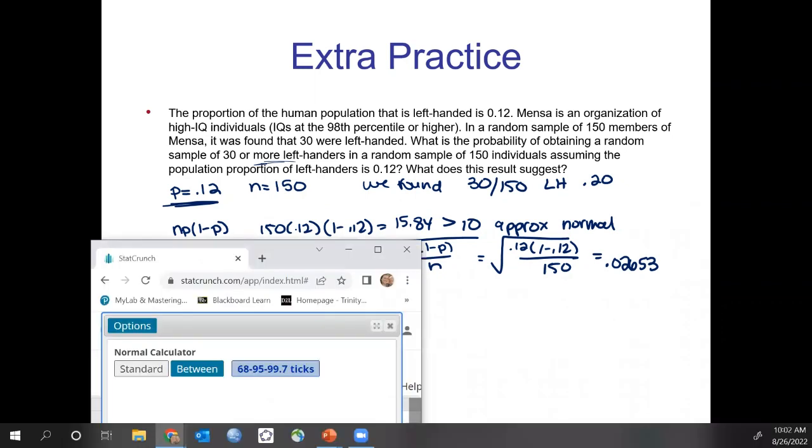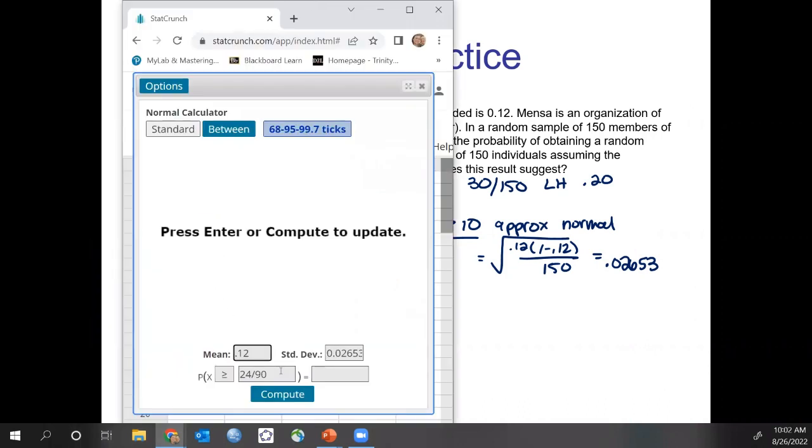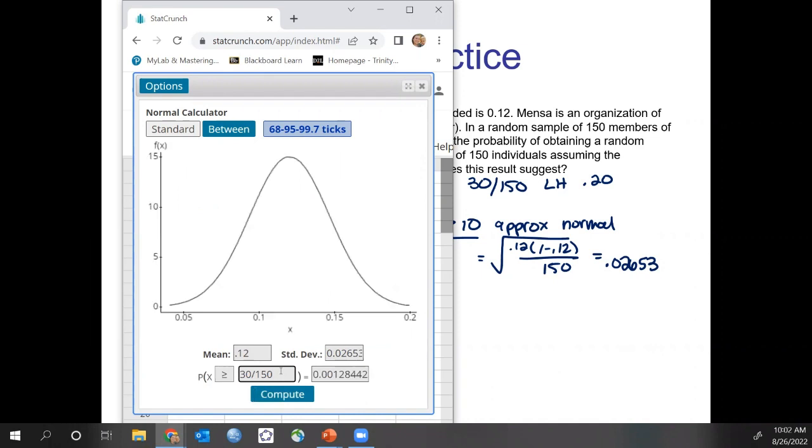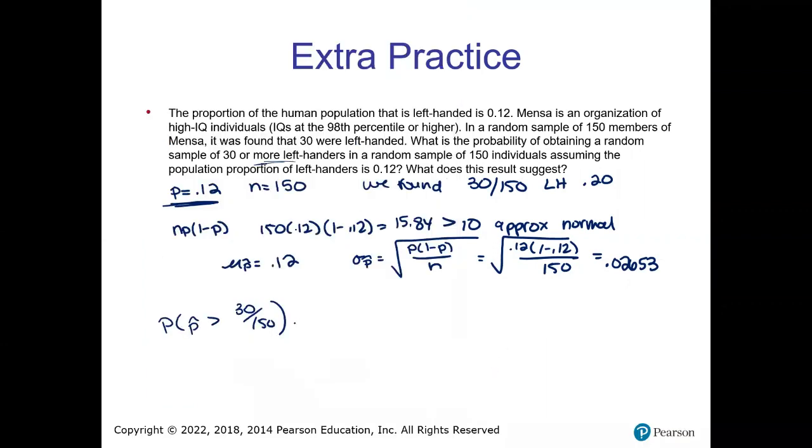Okay, so pull my StatCrunch back up. We want greater than 30 out of 150. And it doesn't even show on my graph. I got 0.0013. Okay, so this is clearly unusual.